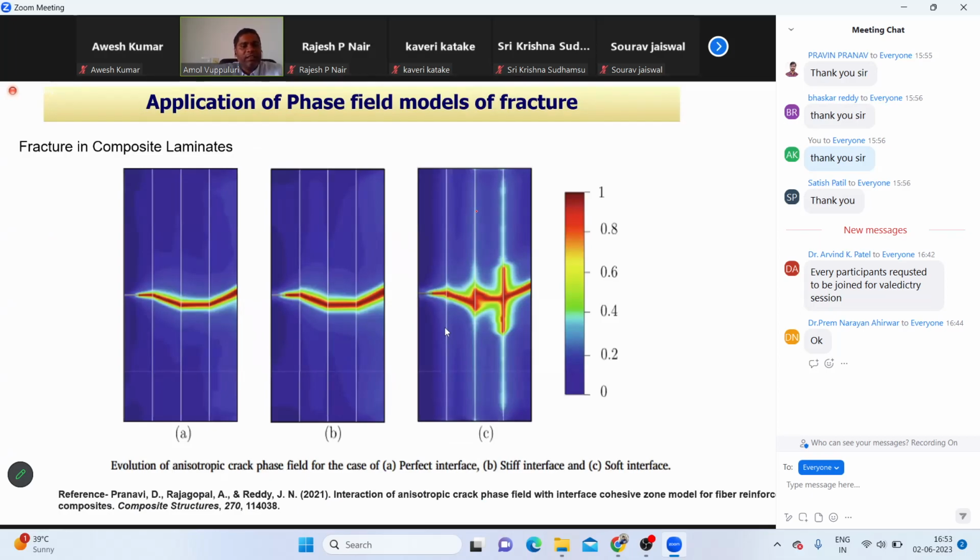Some of the applications of the phase field model could be seen in recent times in composite laminates, where you can see that the crack is propagating within the laminate, and also delaminations, etc., are also taken care of. And depending upon whether you have a perfect interface, or you have a stiff interface, or you have a sharp, soft interface, fracture is taken care of in a different way.